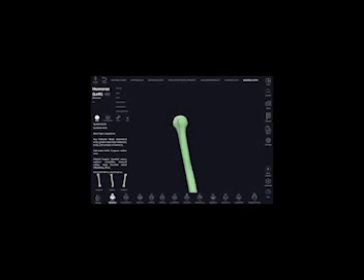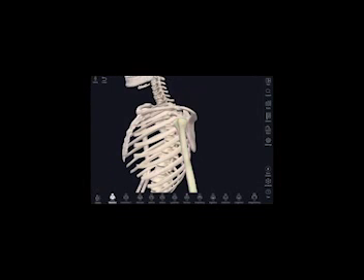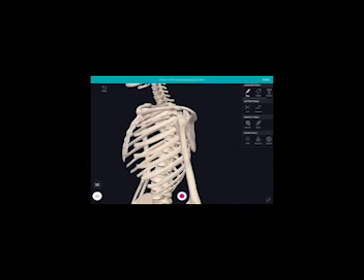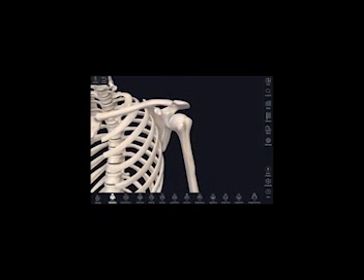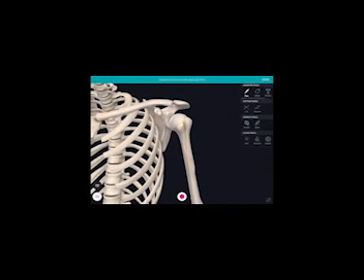Some other structures that I want to mention: the greater tuberosity. This bump right here is called the greater tuberosity. This is where 3 out of the 4 rotator cuff muscles insert. And anteriorly we have the lesser tuberosity, which is where the subscapularis, also one of the rotator cuff muscles, inserts.